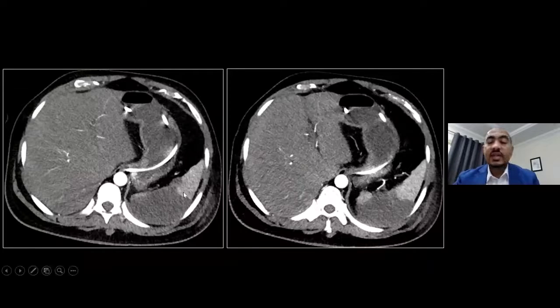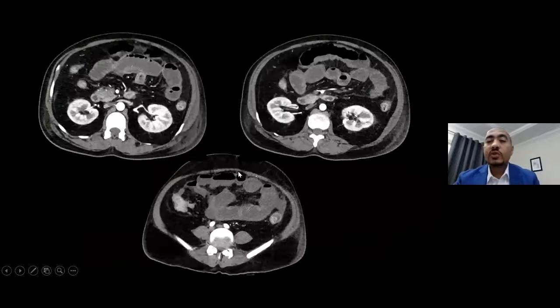The CT demonstrates massive splenic infarction. It demonstrates also ongoing intestinal obstruction or ileus. However, no bowel necrosis is seen at this moment, and no major vascular compromise is seen at this moment.